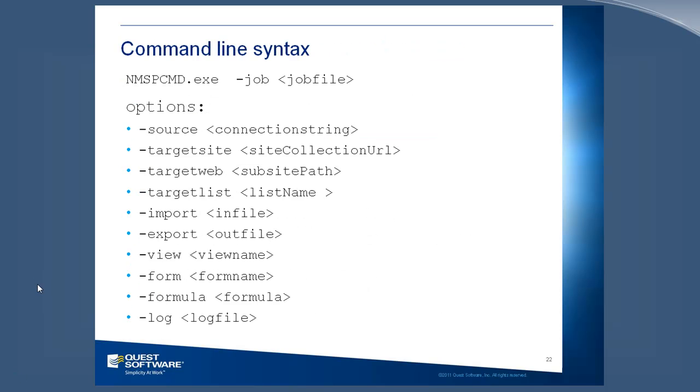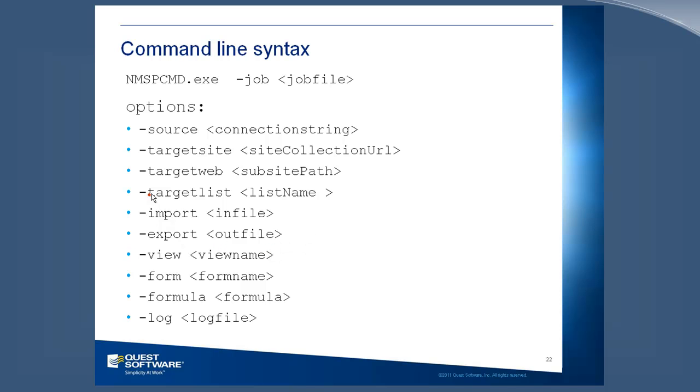So here's the syntax for that command line utility. It's pretty simple. You specify NMSPCMD.EXE, that's our tool, and you specify the job that you want to run, and then you can override various things, either the source or the targets. You can change the site name or the list name. You can specify where you want to import or export data from, so you can mix and match this. You can run the command line tool and just do the import part or the export part.